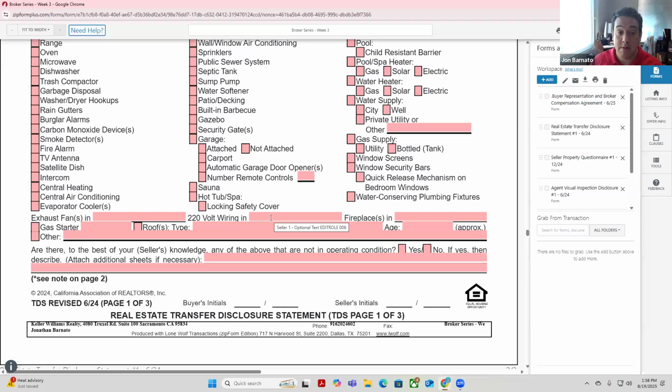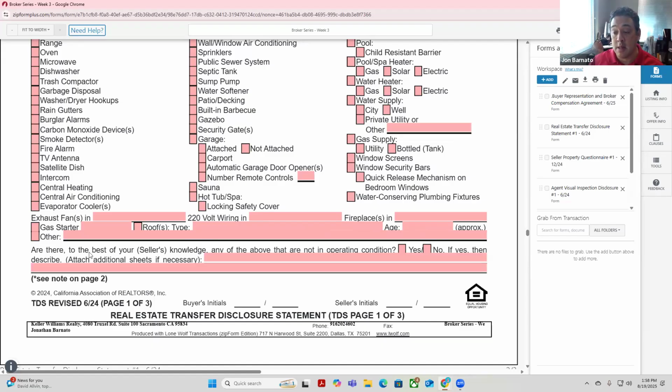Comp is the most common. Composition shingle. There is wood comp. There is tile. There is flat roof. So there are a bunch of different roof types. Make sure that is accurate. Age of the roof, that's pretty awesome.